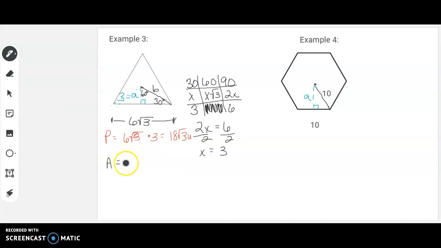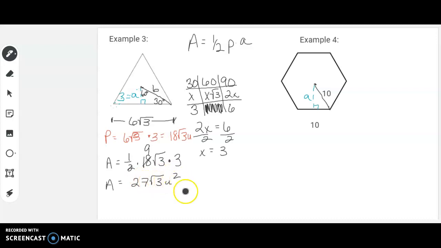So the area is equal to, and let me write it up here, area is equal to 1/2 the perimeter times the apothem. My perimeter is 18 square root of 3. Let me get the half in there first. 1/2 times 18 square root of 3 times my apothem, which is 3. Okay, well, I notice the 2 goes into 18 for 9. That gets rid of my half. And I have 9 square root of 3 times 3, which is 27 square root of 3. That's going to be my units squared. And that's going to be my area.